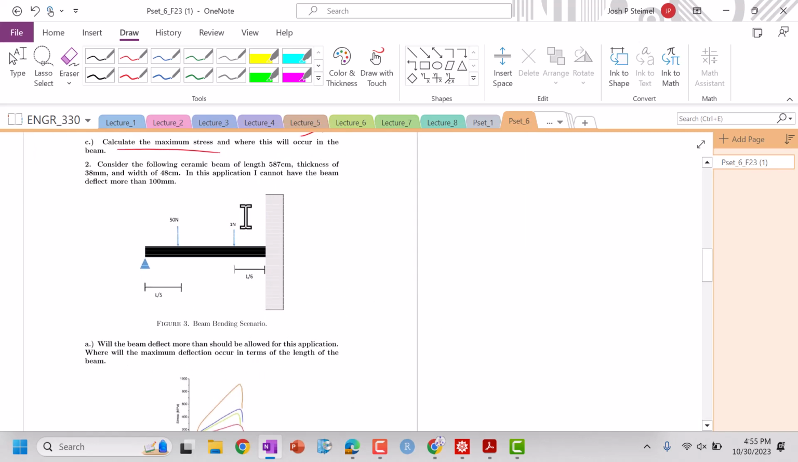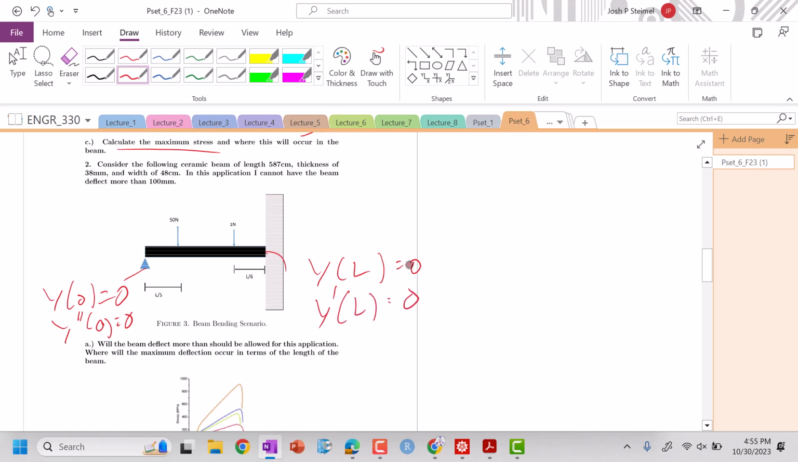All right, let's look at another problem here. So in this problem, we have the following boundary conditions. At this point, y of 0 equals 0. Our second derivative, our moment, is going to be equal to 0. Here, at L, our displacement and our slope will also equal 0.